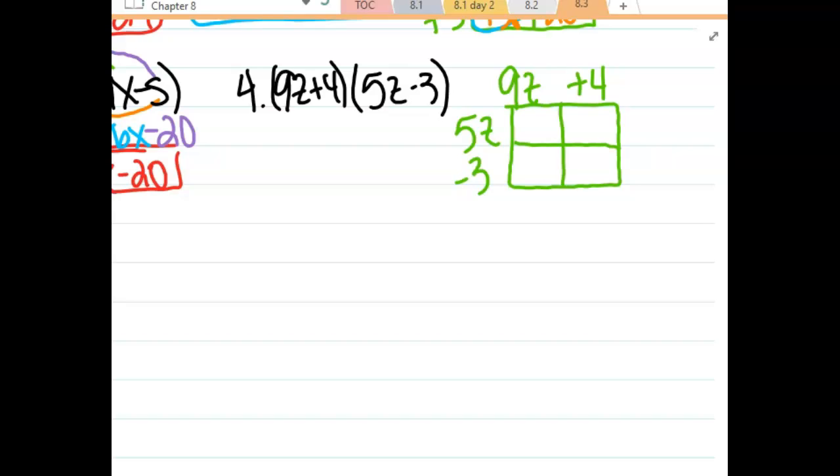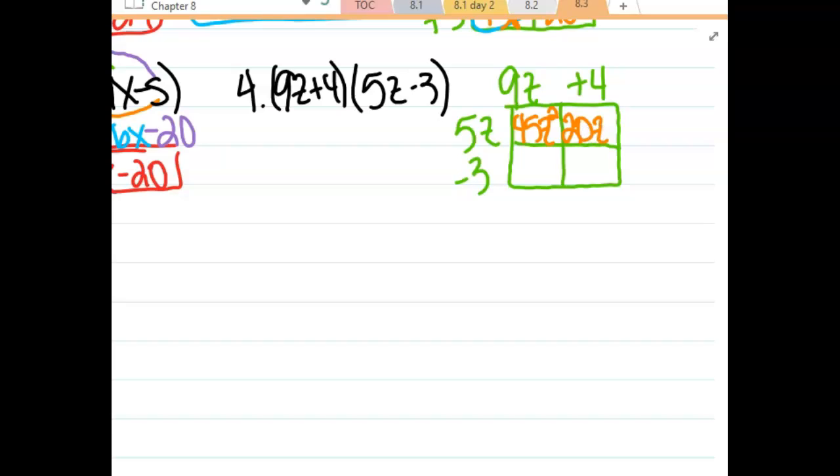So this first one would be 5z times 9z. 5 times 9 is 45. Z times z is z squared. So I like the box method because you can kind of take it a little slower. Okay, this next box would be 5z times 4. So the 5 times 4 would be 20z.